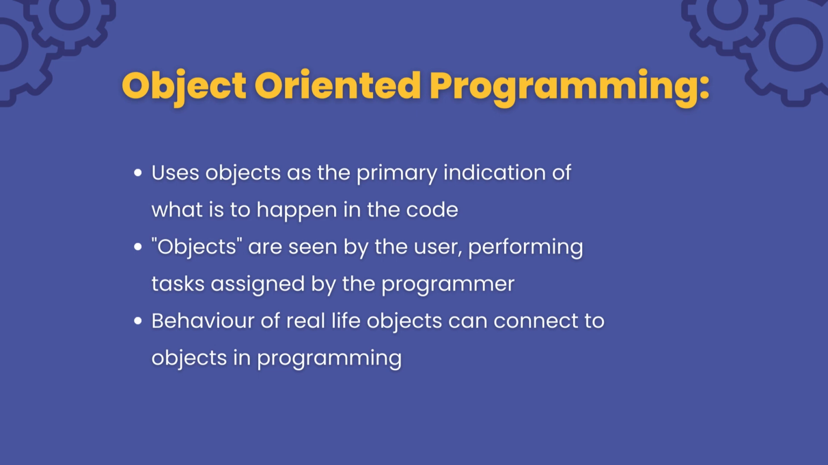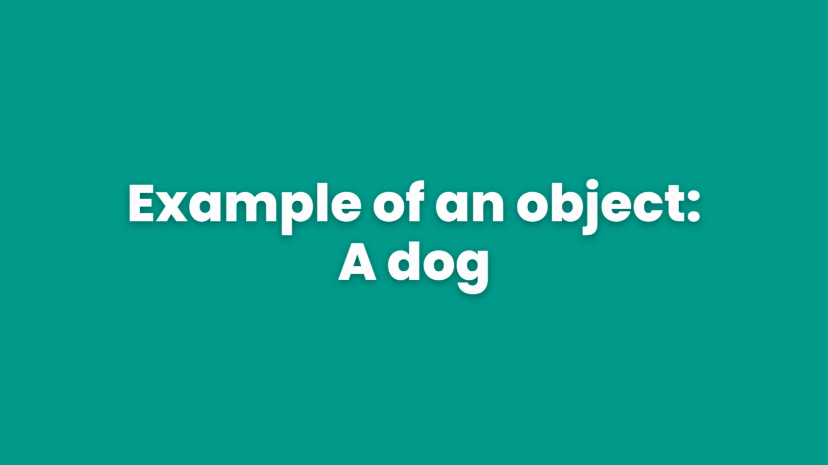So, a typical Java program creates many objects. Let's take a look at what an object consists of in programming, and let's use an example alongside that to help us understand objects better. So, an example of an object is a dog. Our object can be a dog.